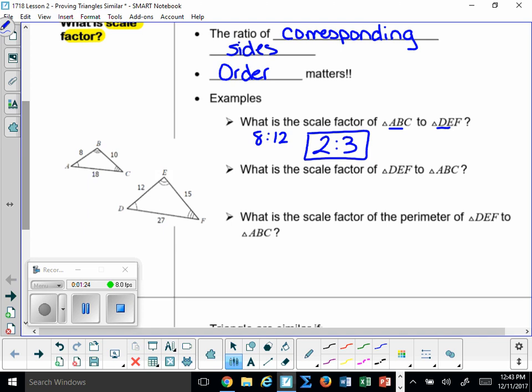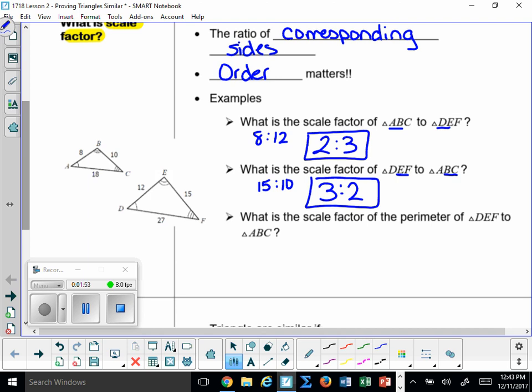What is the scale factor from DEF to ABC? And this time I'm going to choose EF and BC. EF would be 15. BC will be 10. Again, I need to simplify that. Okay, notice that these are just reversed even though I chose different side lengths. In order for triangles to be similar, all three pairs of sides have to have the same scale factor.